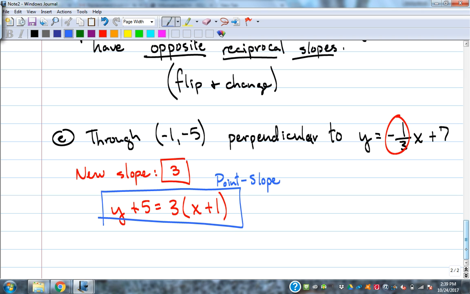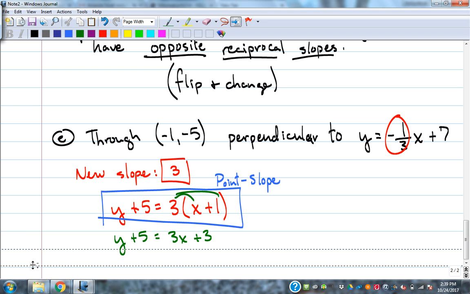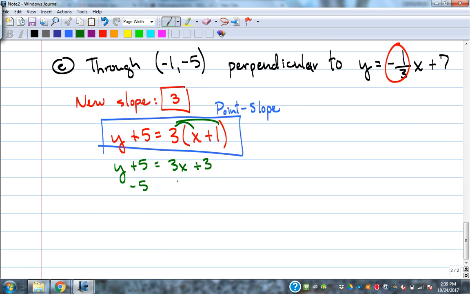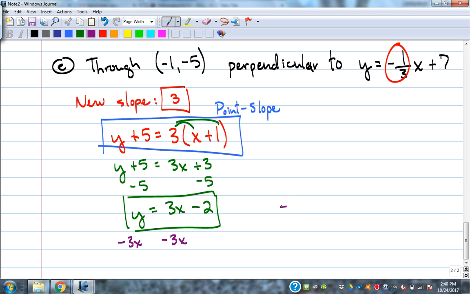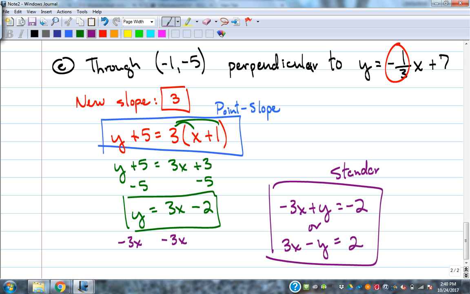How would you get slope intercept form? After you distribute. You got to distribute first and then minus the 5. That's right. All right, y equals 3x minus 2. That's slope intercept form. To get it in standard, you'd subtract 3x. You get negative 3x plus y equals negative 2, or 3x minus y equals positive 2. And those are in standard form.